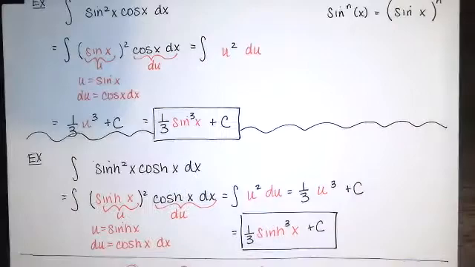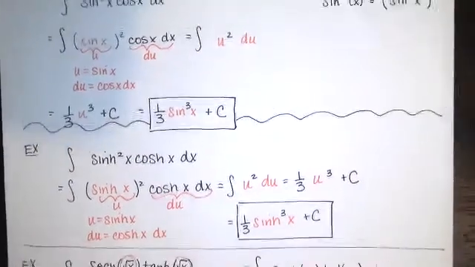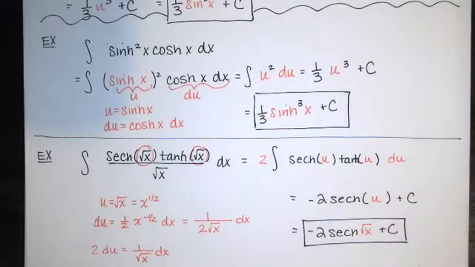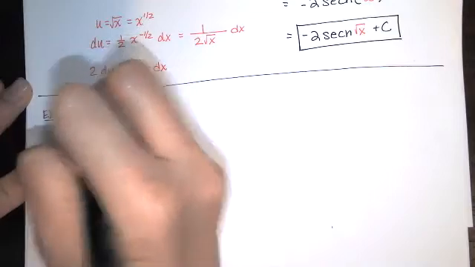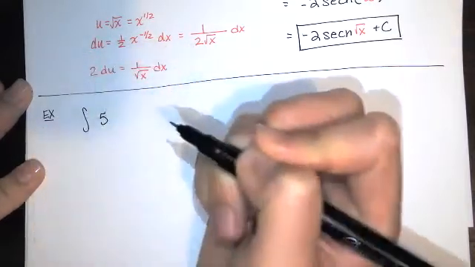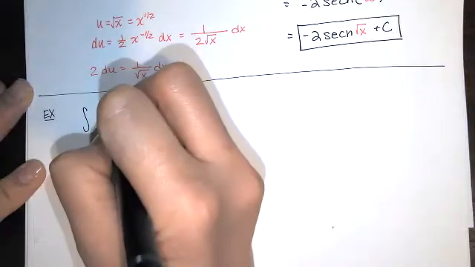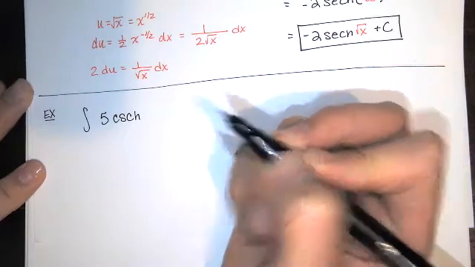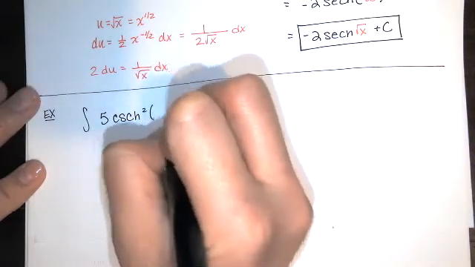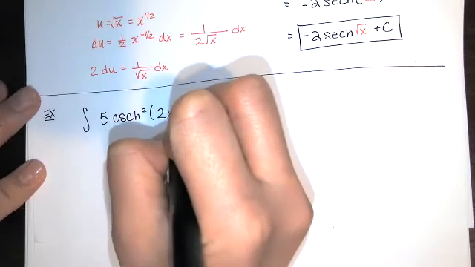Okay, now we put those together with u-substitution and our basic rules, and we get antiderivatives that look like this. Actually, let's do one last example. Let's do a kx modification of one of these. So let's say somebody asks you to find the antiderivative of 5 times the hyperbolic cosecant squared of 2x.